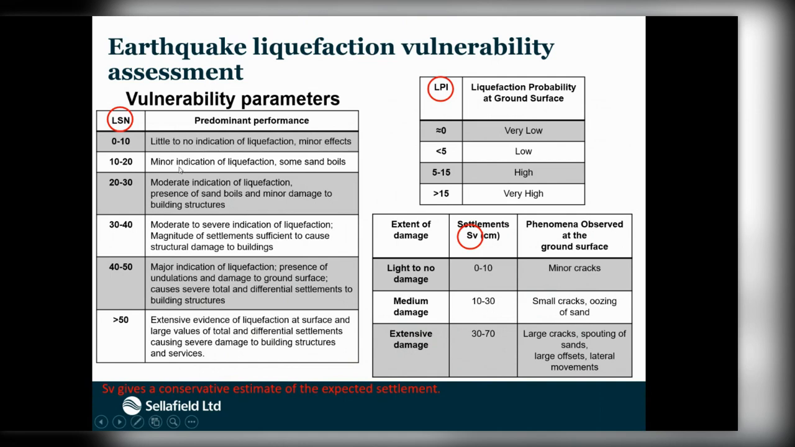10 to 20, minor indication of liquefaction. Moderate indication of liquefaction. 30 to 40, moderate to severe. Major indication of liquefaction. Extensive evidence of liquefaction. Something similar for the one-dimensional settlement: minor cracks, small cracks, large cracks. I want to just say that this one-dimensional settlement has to be seen as an expected settlement, but is, let's say, a very conservative estimate of the settlement that can happen.